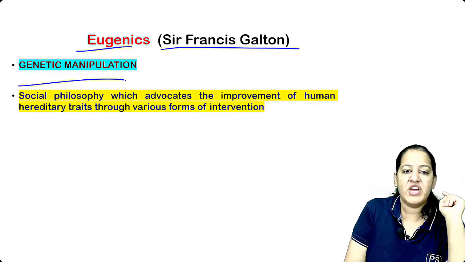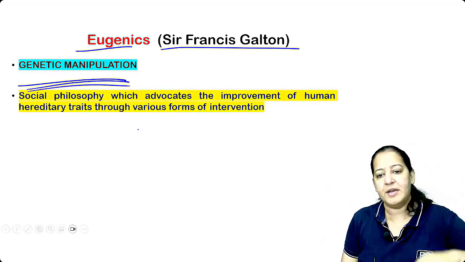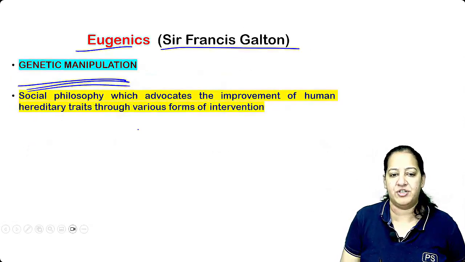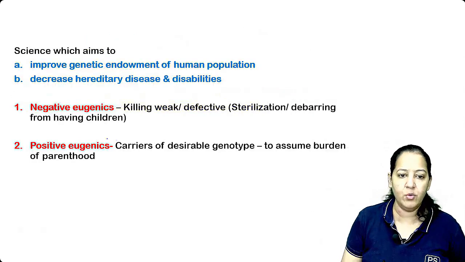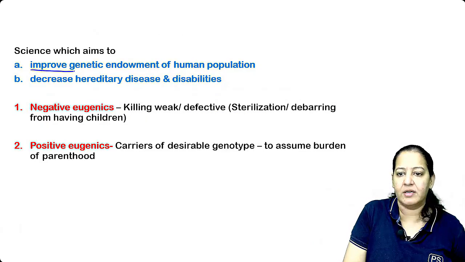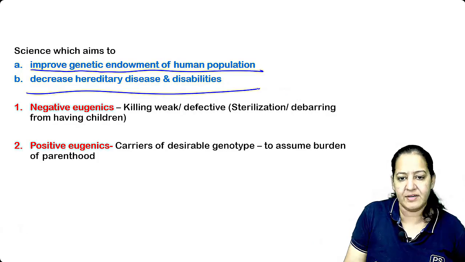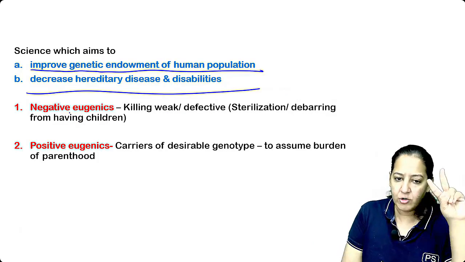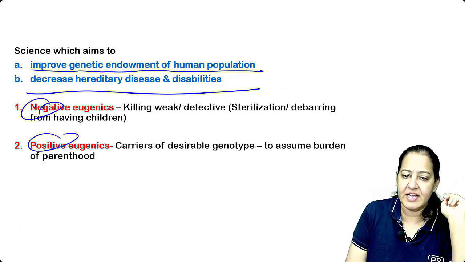It is a genetic manipulation. How do we do the genetic manipulation? Let me tell you. You can improve the genetic endowment of the human population or decrease the diseases. There are 2 types of eugenics, negative and positive.